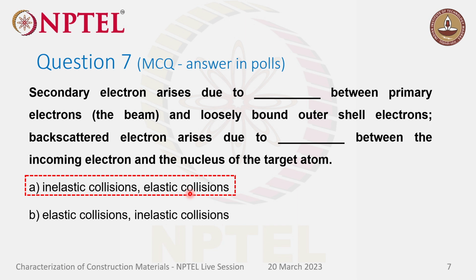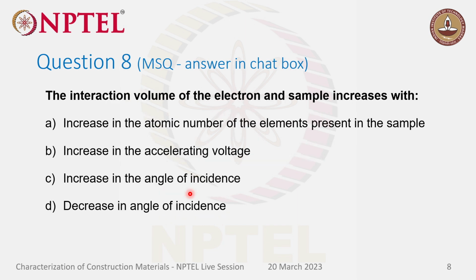So now let's move to the next question. This question is not launched in polls, so you have to type the answer in the chat box. The question is, the interaction volume of the electron and the sample increases with. How can we increase the interaction volume? We know that the electron beam comes and interacts with the sample. How can we increase the interaction volume? Okay, that is the question.